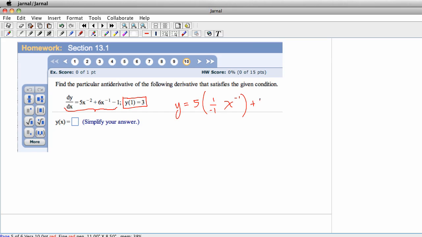And I have plus 6 times, and you see I have x to the minus 1 power. Well, the minus 1 power is exactly the case from the previous problem that I said our rule would not work. If you do accidentally apply it, you'll get a 1 over 0 in your answer, and that should tip you off that something is wrong. The answer is actually much easier than that. It's actually the natural log of x.